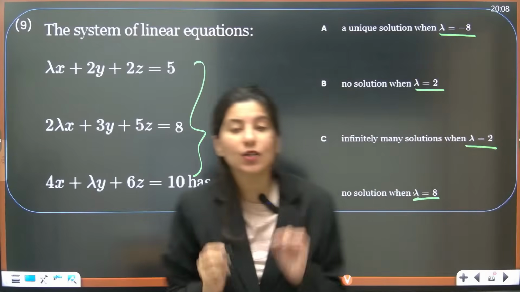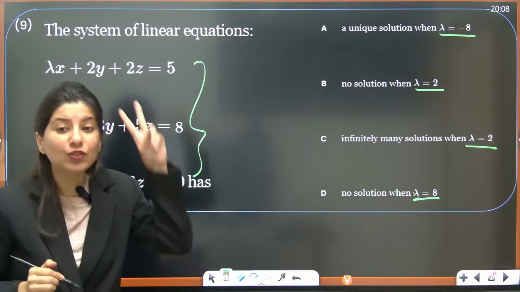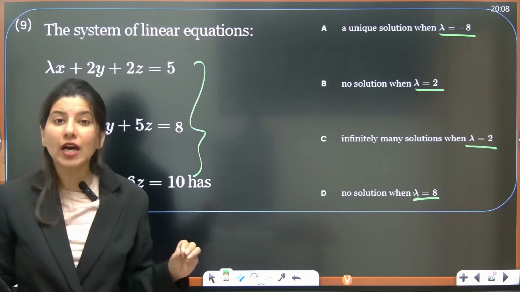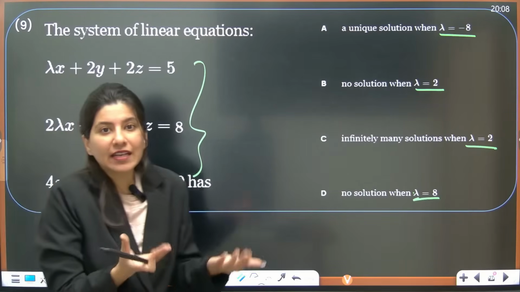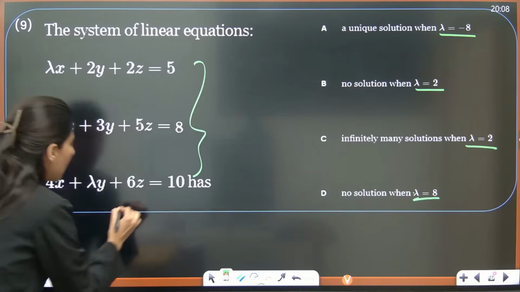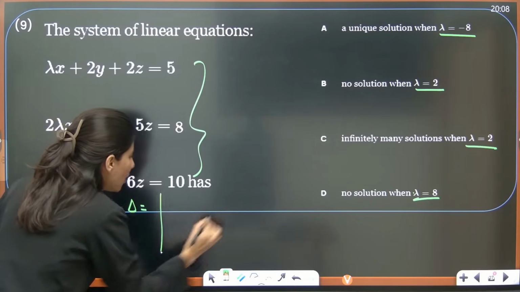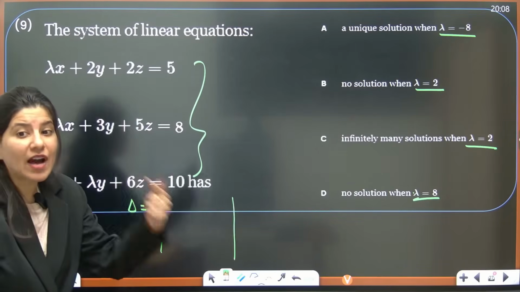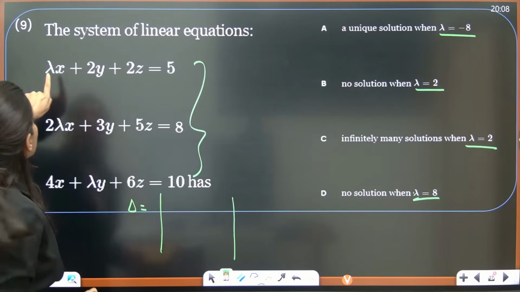Understand, delta equal to 0. That means we will have two possibilities. What are those two possibilities? Infinite or no solution. What is delta, ma'am? Delta is the determinant formed by the coefficients of x, y and z. So tell me what is the coefficient?